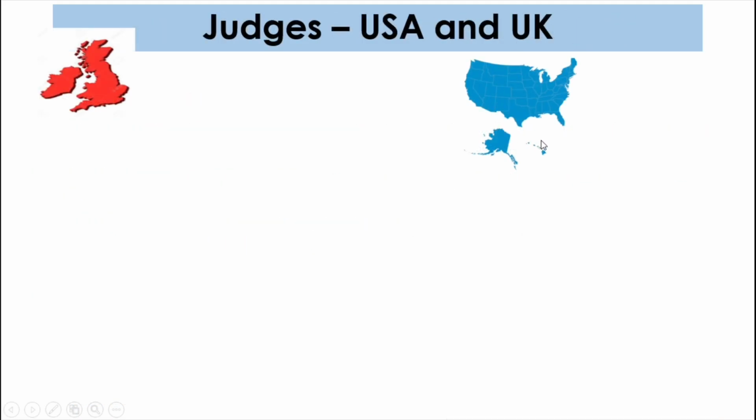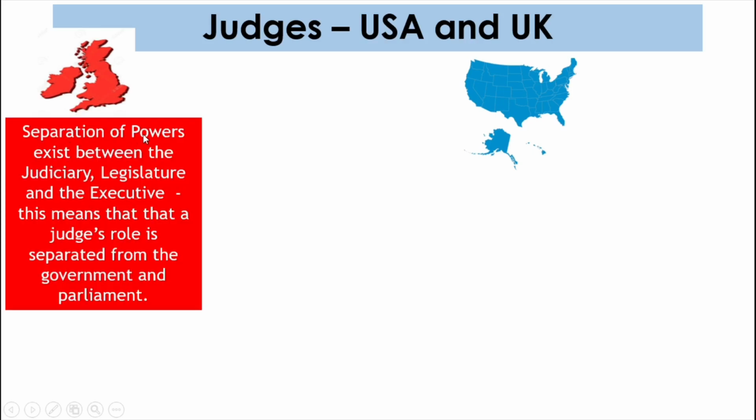On the right-hand side here in blue is the USA. On the left-hand side here in red is the UK. Any comments that come up in red refer to the UK, and any comments that come up in blue refer to the USA. In the UK, separation of powers exists between the judiciary, legislature and the executive. This means that a judge's role is separated from the government and parliament.